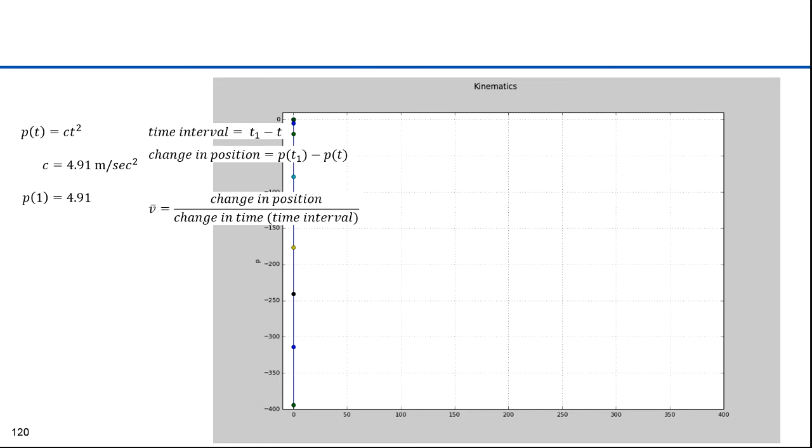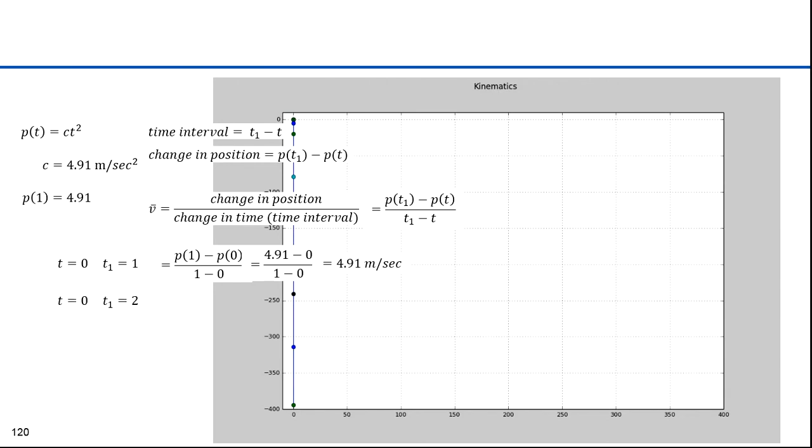Velocity is change in position over change in time. That's the fundamental definition. We don't know the specific velocity at t1, but we can compute the average velocity from t to t1. Let's set t to 0 and t1 to 1. The position at time 0 is 0. The position at 1 second is 4.91. Let's plug in values for the function p. That equates to 4.91 meters per second.